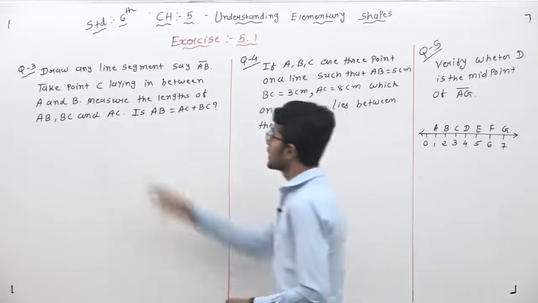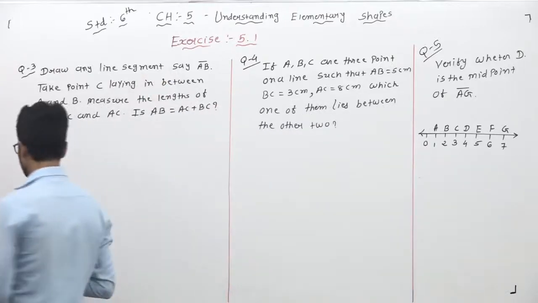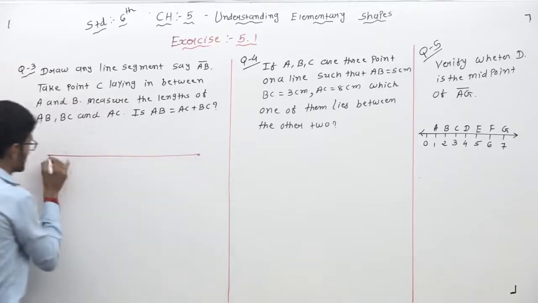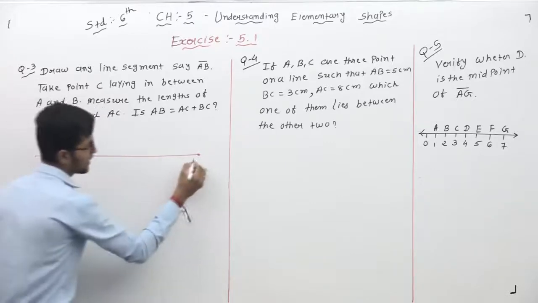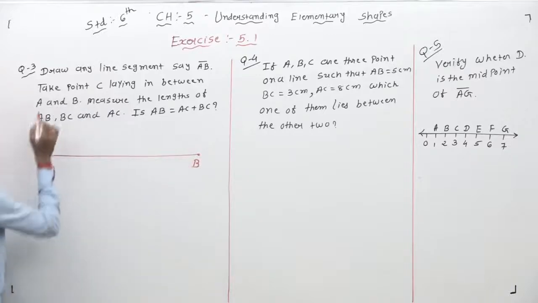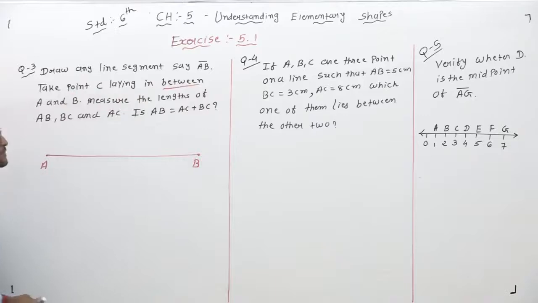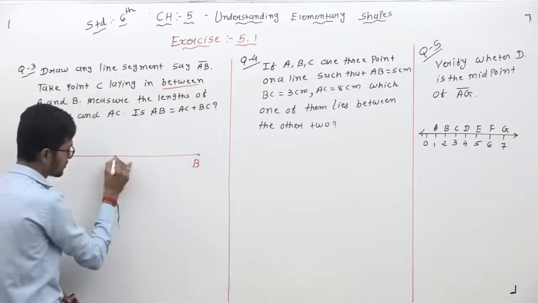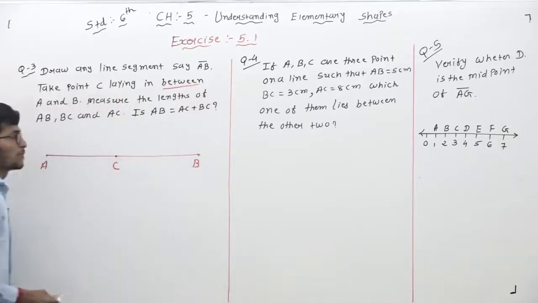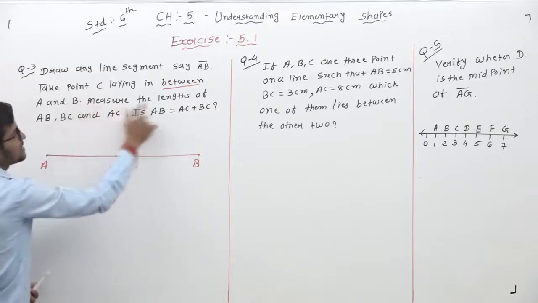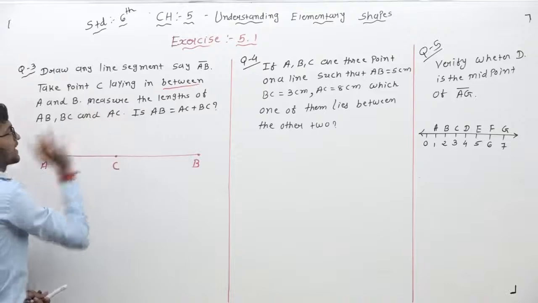So first of all, draw any line segment, say AB. Here students, I have to draw one line segment, and this end is A and the name here is B. Now students, take point C lying in between A and B. It means in this portion, between A and B, one point is C. Then measure the length of AB, BC and AC.